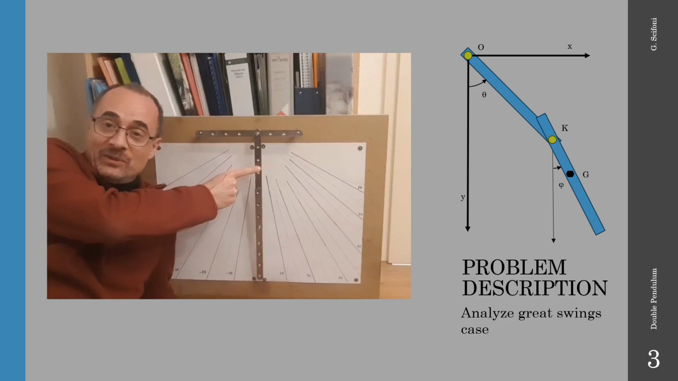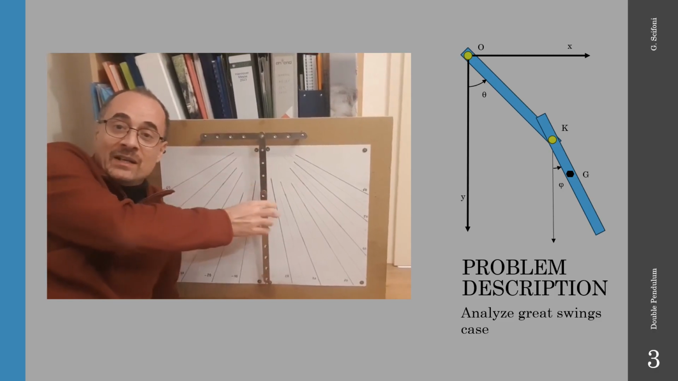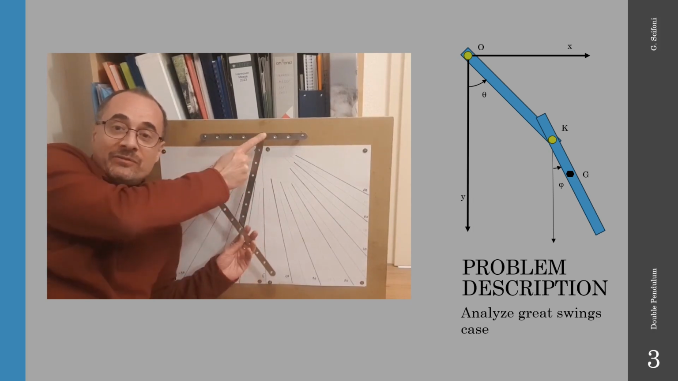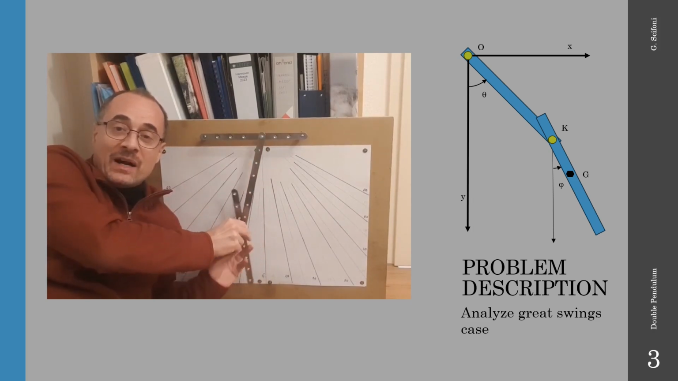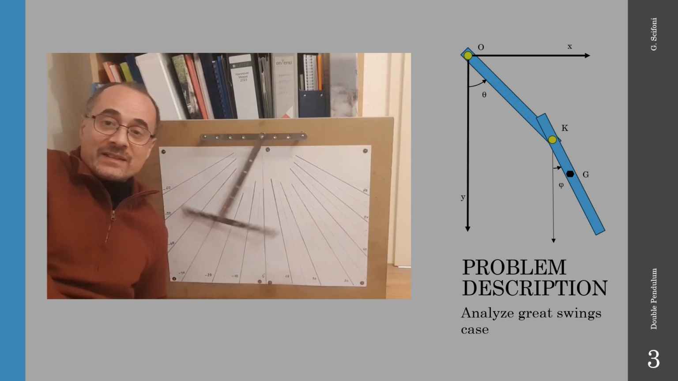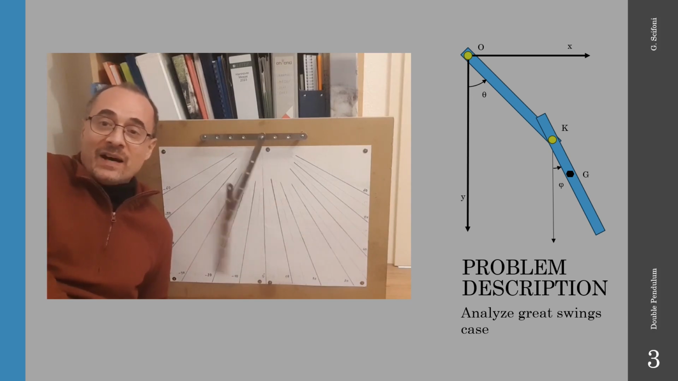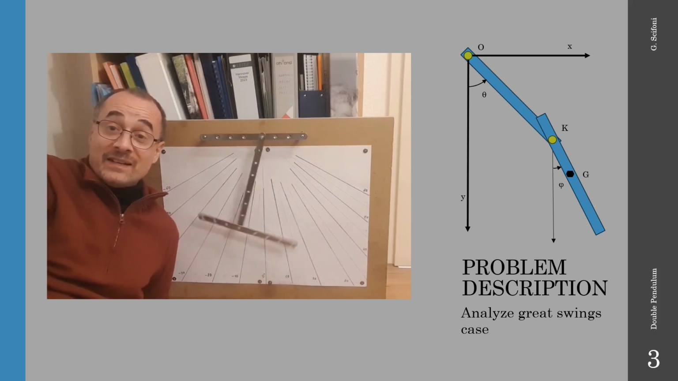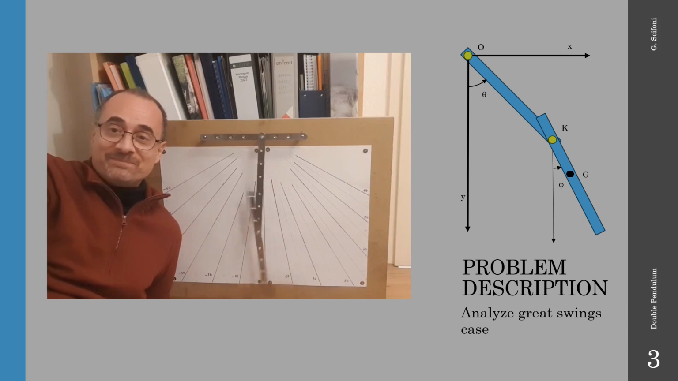This is a double pendulum made of one bar which is free to swing on a fixed pivot and the second bar which can swing around a movable pivot. Okay? And the task of today is to find the motion equation of such a mechanism and understand if this motion is predictable or not.